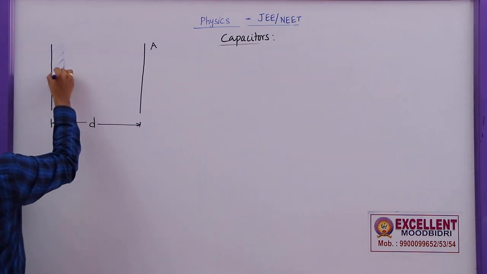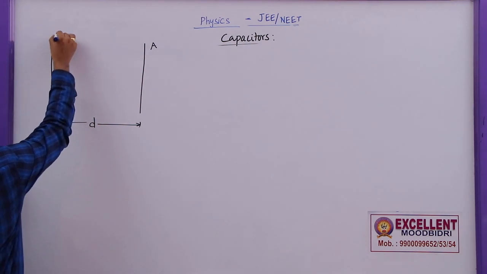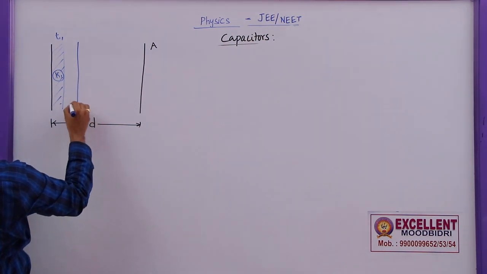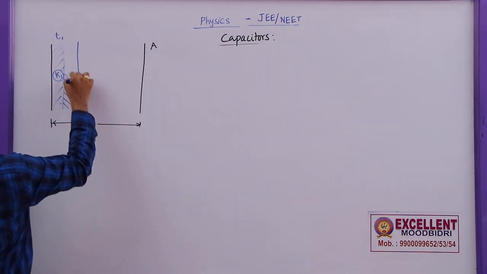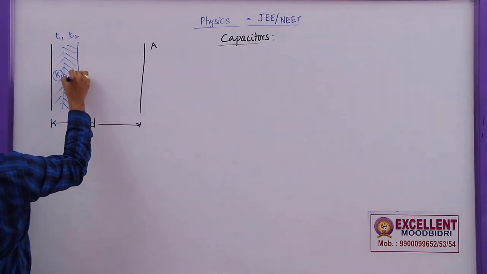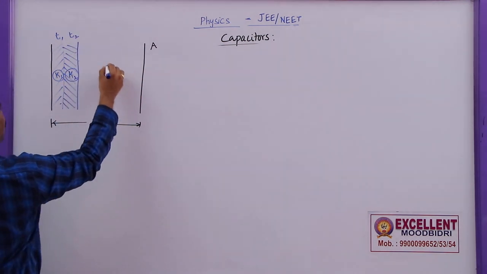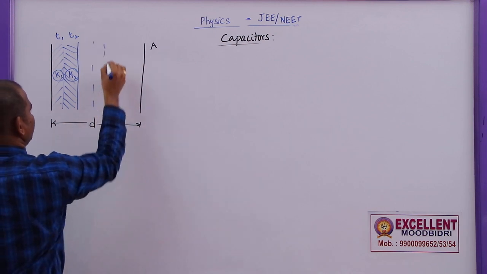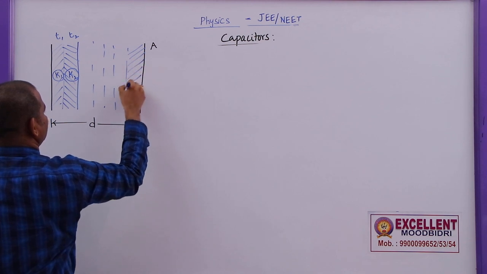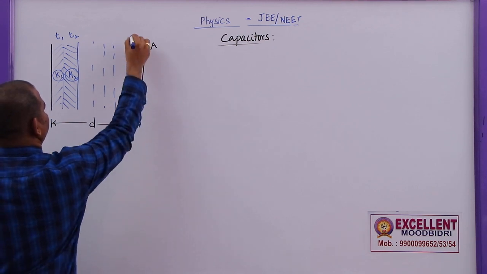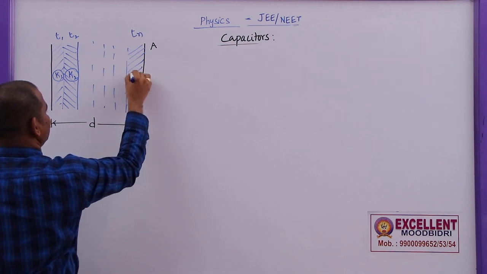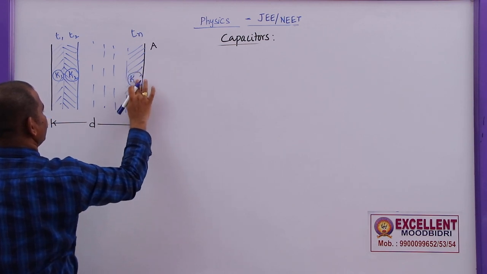of dielectric constant K1 and thickness T1. This is a second dielectric medium with a slightly different thickness. Let me take this as T2, this is K2, and so on. We have kept so many dielectric mediums, and let us say this is the last one of thickness Tn and dielectric constant Kn.